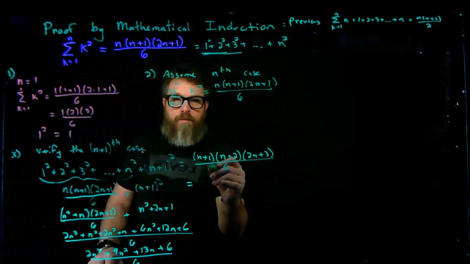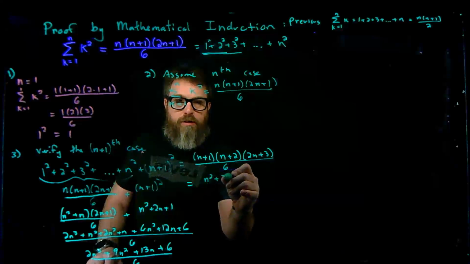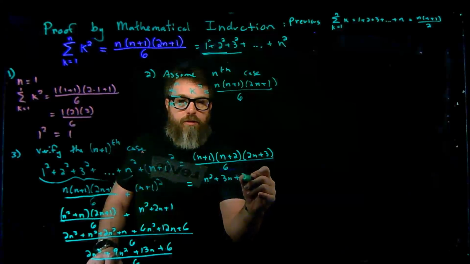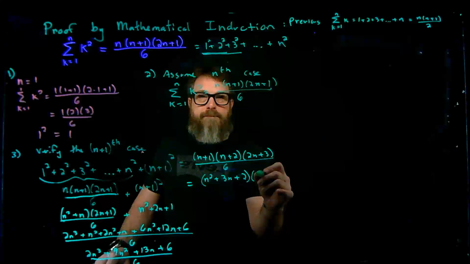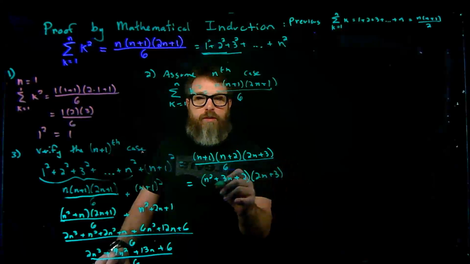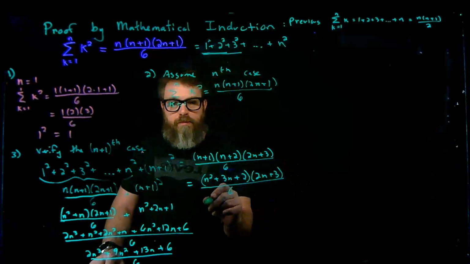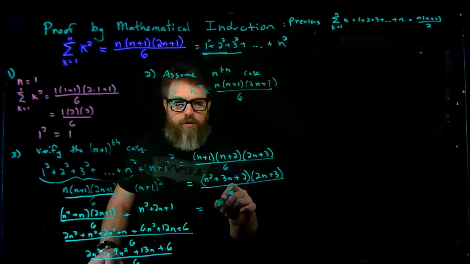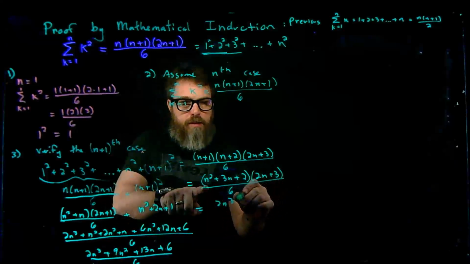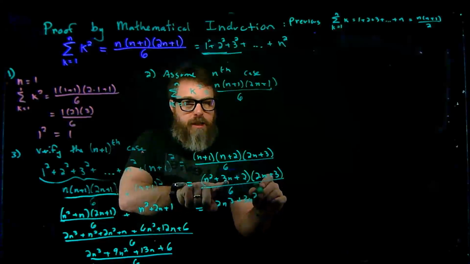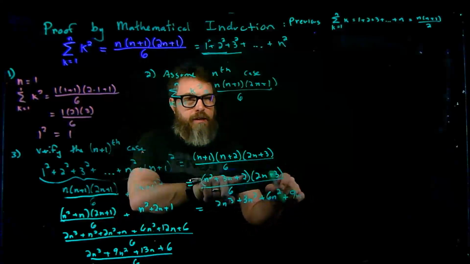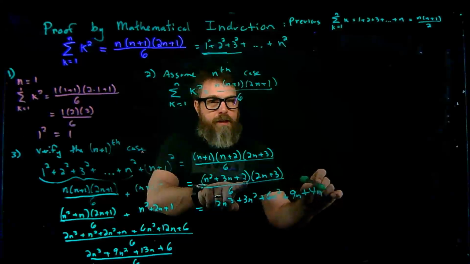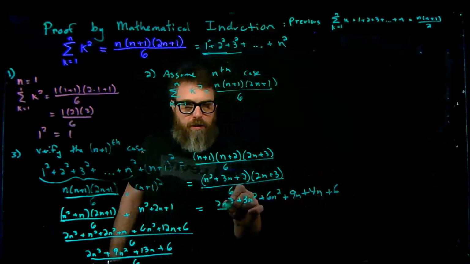So let's go ahead and expand this. n squared plus 3n plus 2, multiplied by 2n plus 3 all over 6. So this is going to be equal to 2n cubed. Outside is plus 3n squared. Now this times both, plus 4n squared plus 6n plus... plus 6n squared plus 9n plus 4n plus 6 all over 6.